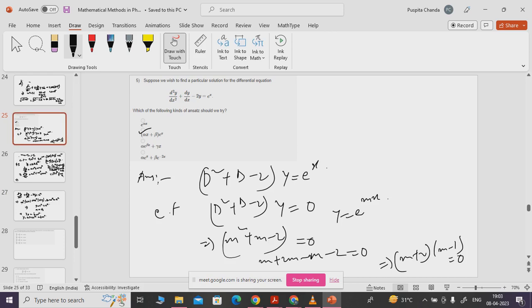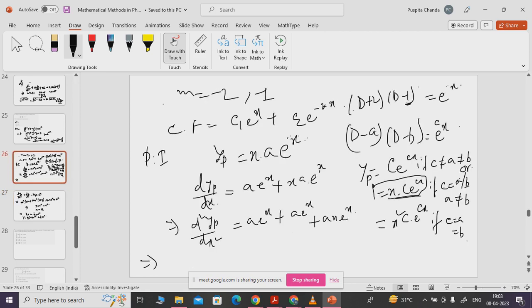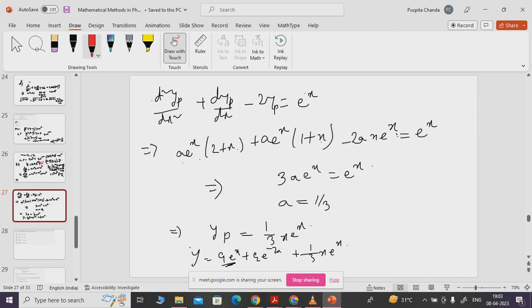Okay, and this kind of solution we should try. We have tried x into e to the power x, but we have already seen that in the complementary function we get c1 e to the power x. So even if we consider plus something constant, let it be e to the power x, even then we will end up with this kind of solution.